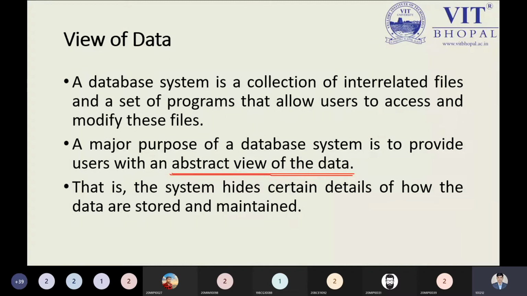So over the slide, you can see the view of the data. What would be the view of the data? It means what is the data view in the database management system? A database system, as we know, is a collection of interrelated files.